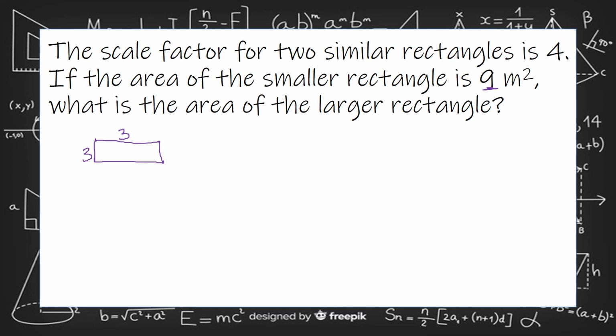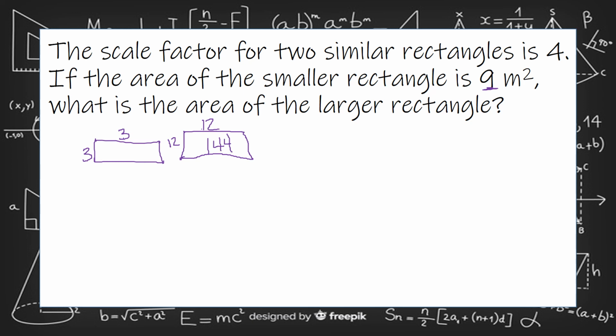Now, if the scale factor is 4, that means I'm going to multiply each side by 4. So 3 times 4 is 12. 3 times 4 is 12. So now I can see what the area is by multiplying that out. 12 times 12 is 144.